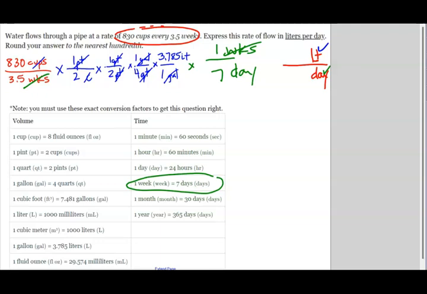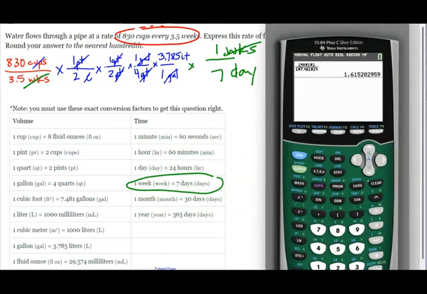Now I need to get my calculator out. Turn it on, clear out my old math, open a new fraction. All right, this is a lot. Let's see. 830 times 1 times 1 times 1. I'm going to skip those this time. And times 3.785. And then times 1 again. I'm going to skip that. The denominator is 3.5 times 2 times 2 again times 4 times 1 times 7.